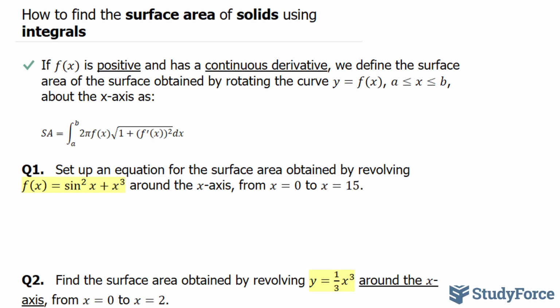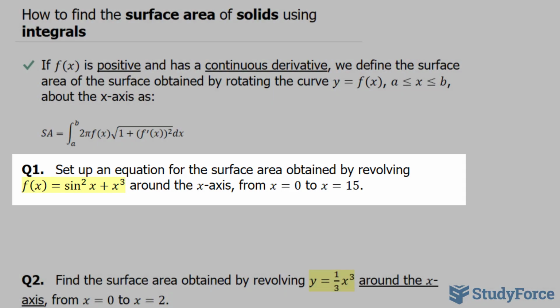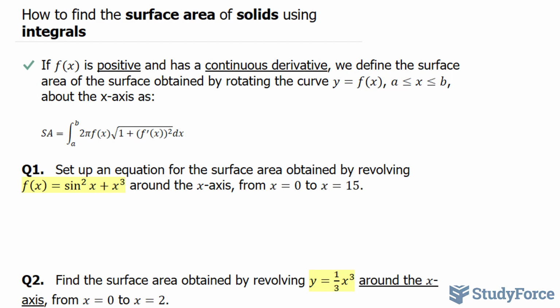In this video, I'll show you how to find the surface area of solids using integrals. The first question reads, set up an equation for the surface area obtained by revolving f of x is equal to sine squared x plus x to the power of 3 around the x-axis from 0 to 15. What they're asking us is to set up an equation. That's it. They're not asking us to integrate for question 1, but they will ask us in question 2.